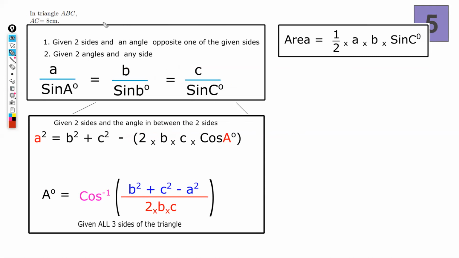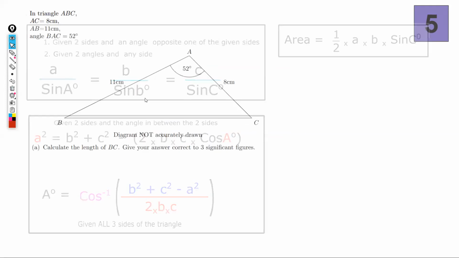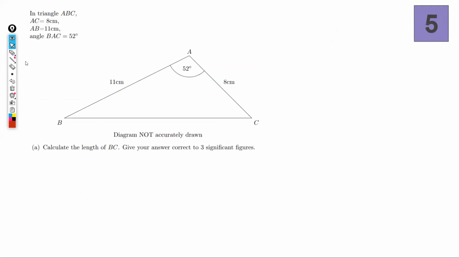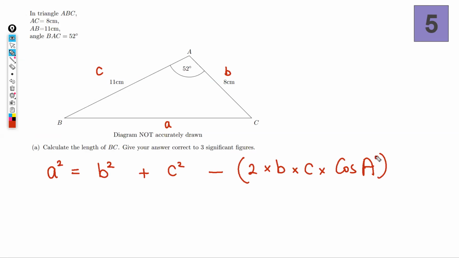All right, so let's go back and I want to show you. Look at it. We do have the two sides and the angle in between. So we have a, b, and c, and we're trying to find the length of small a. So a squared is equal to b squared plus c squared minus open brackets 2 by b by c by cosine capital A. For those who didn't realize that, now you have the correct formula.